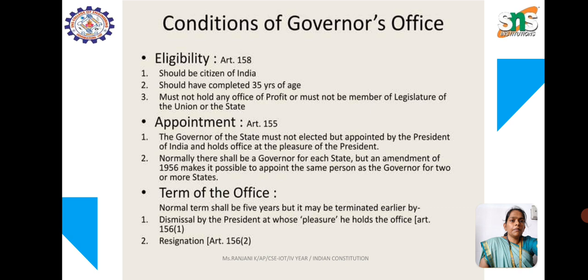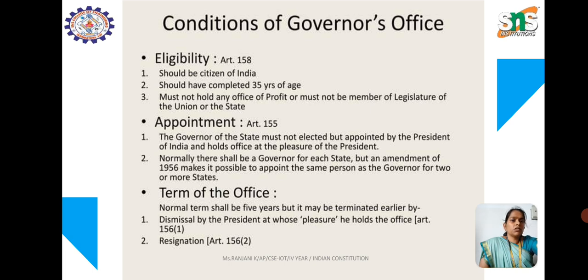The eligibility is based on Article 158. He or she should be a citizen of India and should have completed 35 years of age, and must not hold any office of profit or be a member of the legislature of the Union or a state. The appointment is based on Article 155. So the governor of the state is not elected but appointed by the President of India and holds the office at the pleasure of the President. There shall be a governor for each state, but by an amendment in 1956, it is possible to appoint the same person as governor for 2 or more states.